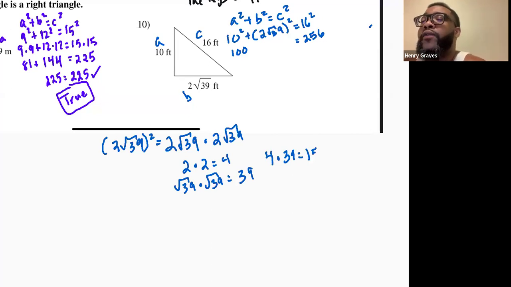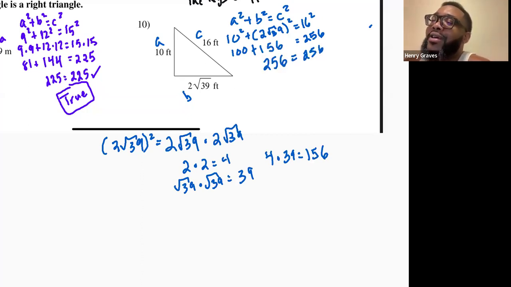So 100 plus 156 is 256. So this is also true. Wow. That was one of the longest, coolest problems ever. So you know I really love my math.